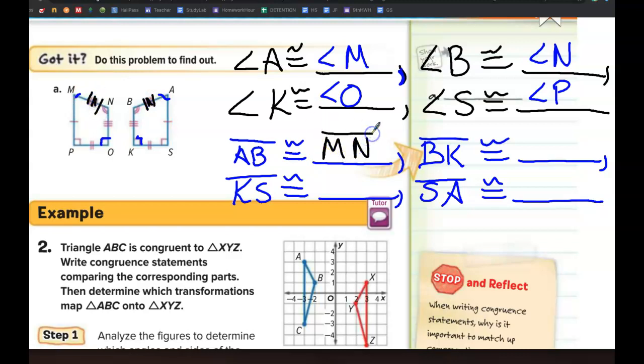And make sure you have that line to indicate the side. BK is congruent to NO. BK has 3. KS is congruent with OP. And SA is congruent with PM. Good? Okay, so again, make sure you write them with the angle signs, the line signs, and the congruent sign.